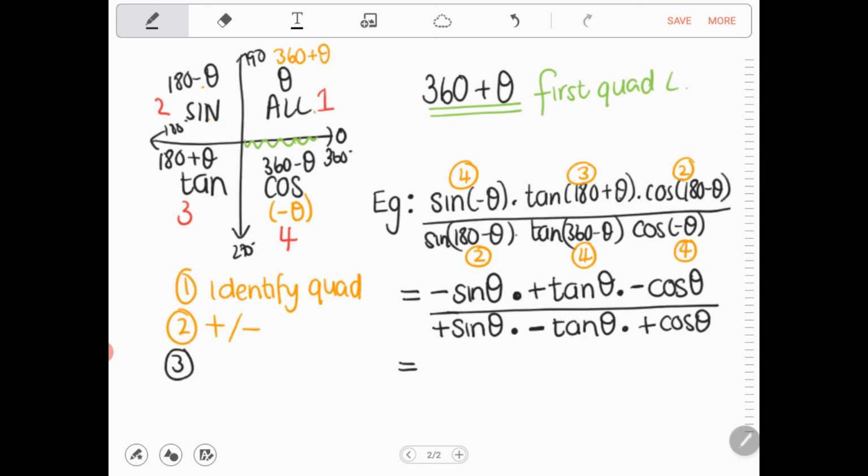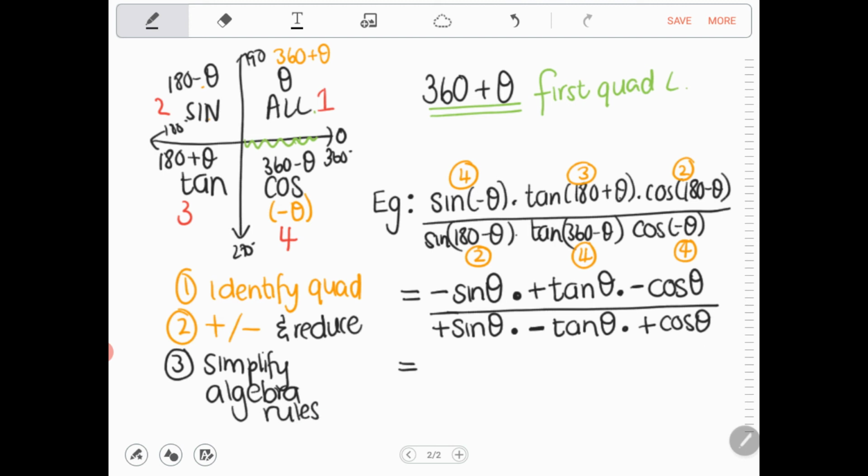Okay, so now what are we going to do? We are now going to simplify. So positive or negative and reduce. And when we simplify, we use algebra. And I can't spell. Algebra rules. So if you can do it to algebra, you can do it to trig.